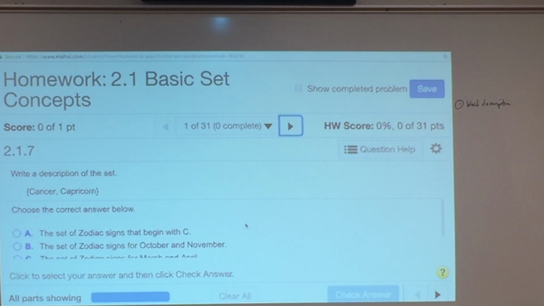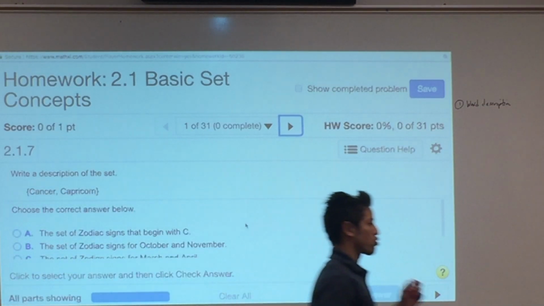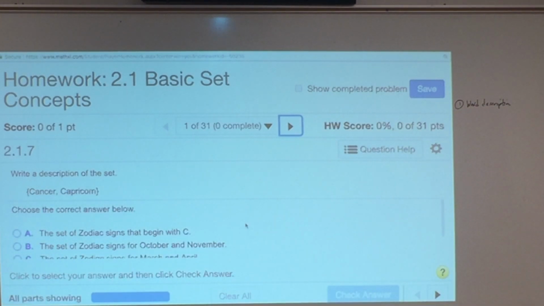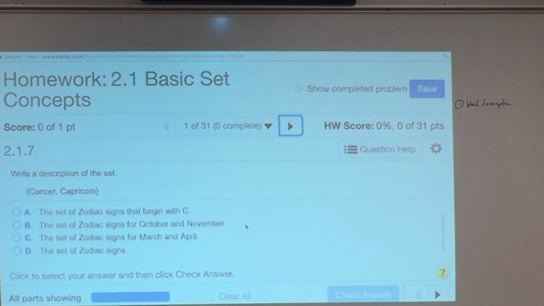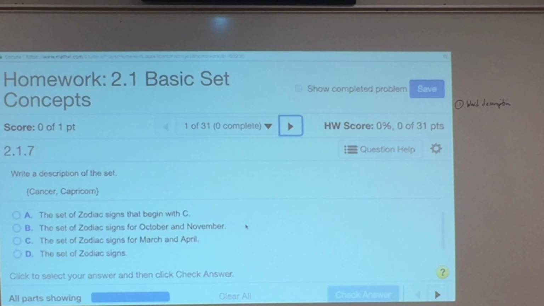When you do a word description of the set, it needs to describe only what is in the set and nothing more. For example, in this one it says write a description. If you were to give that description to someone else, they should be able to build that exact same set with nothing more or less within it.